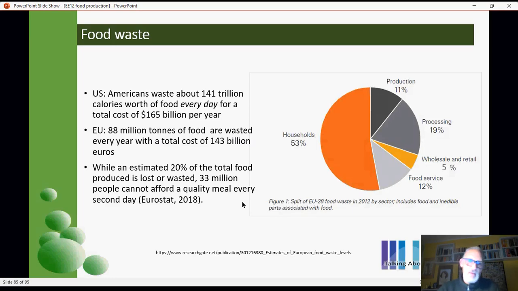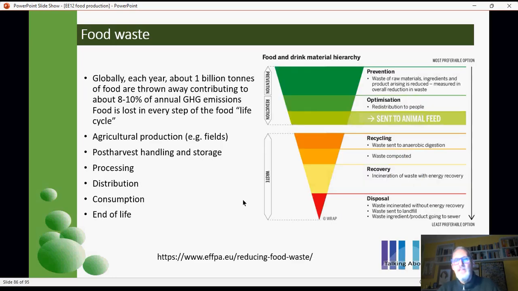So, yeah, we need to be thinking very carefully about this. Okay, and it contributes to 8 to 10% of annual greenhouse gas emissions. Because, as I said before, it's not just the food value itself, or the caloric value of that food. It's all of the stuff that's gone into it, and not just growing it, but cutting it, processing it, distributing it.